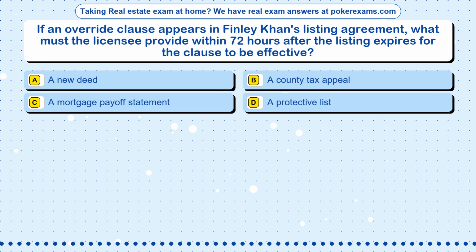Question 40. If an override clause appears in Finley Cahn's listing agreement, what must the licensee provide within 72 hours after the listing expires for the clause to be effective? Option A. A new deed. Option B. A county tax appeal. Option C. A mortgage payoff statement. Option D. A protective list.